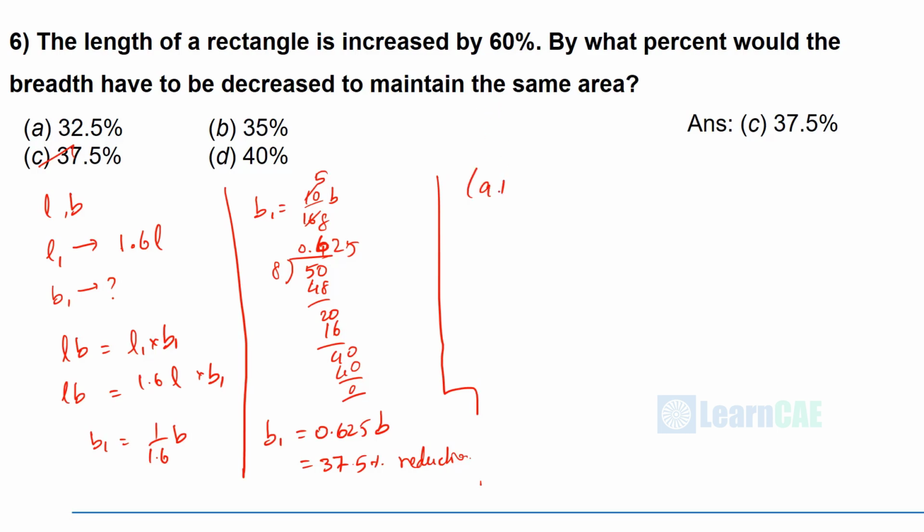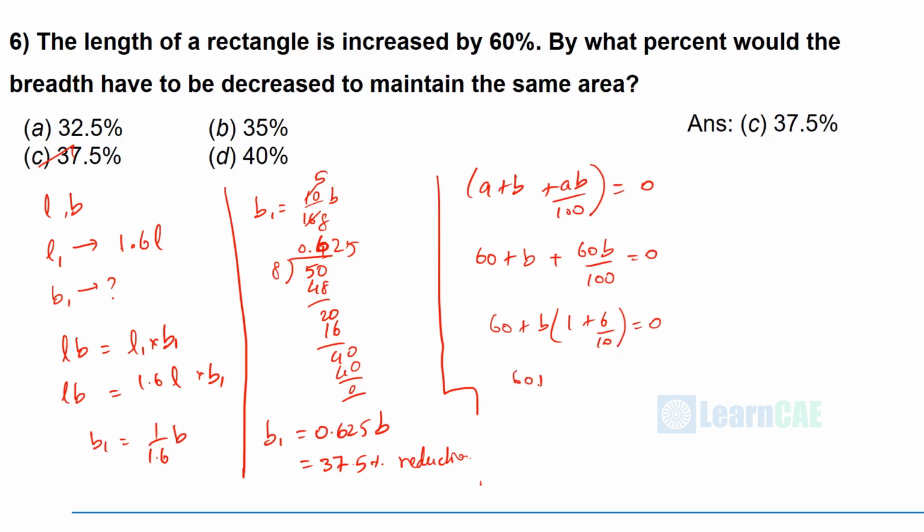A plus B plus AB by 100 equal to 0. Since the same area is maintained, the percentage change is 0. So we shall try to equate this. The length of the rectangle is increased by 60%. 60 plus breadth B is B plus 60B by 100 equal to 0. So we shall solve this equation. 60 plus B into 1 plus 6 by 10 equal to 0.